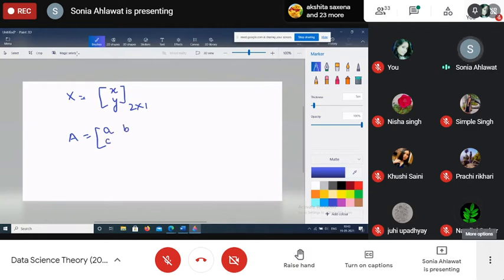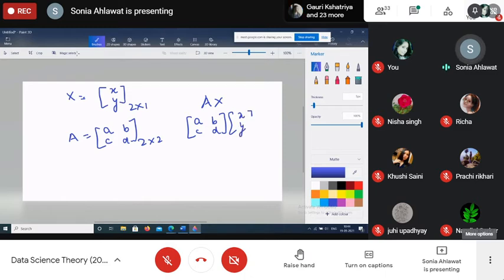Now take a matrix A, B, C and D. Okay, what is the order of this? 2 by 2. So now if I go for A multiplied by X, what will be the final response that I'll be getting? It is A, B, C and D, multiplied by X and Y. So I'll get something like AX plus BY and CX plus DY. Yes or no, class?